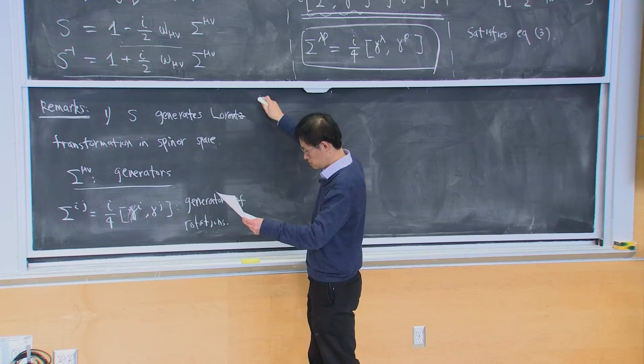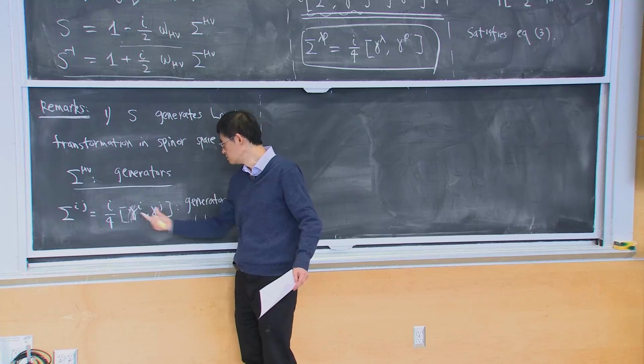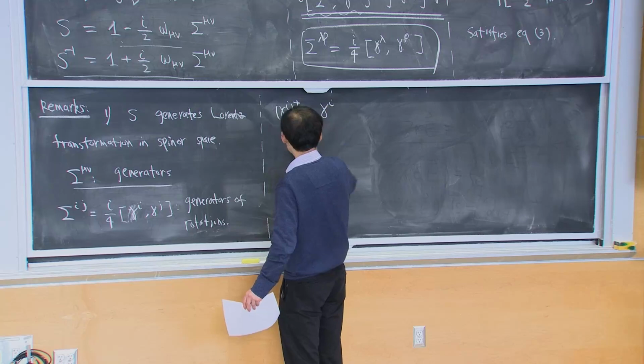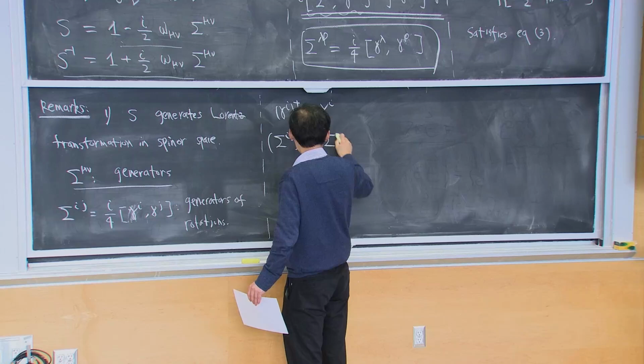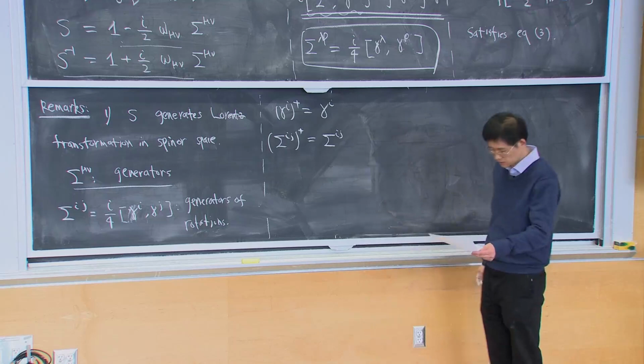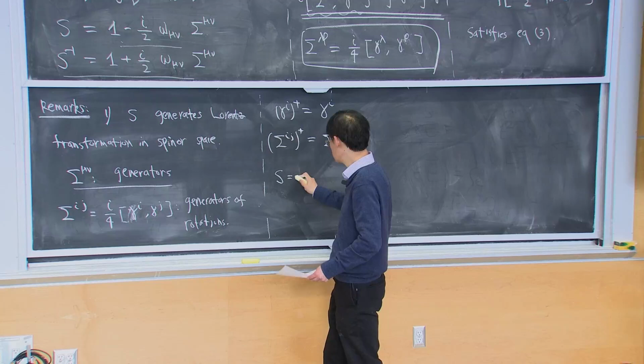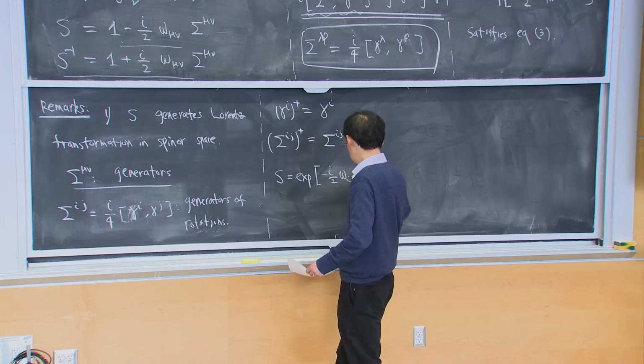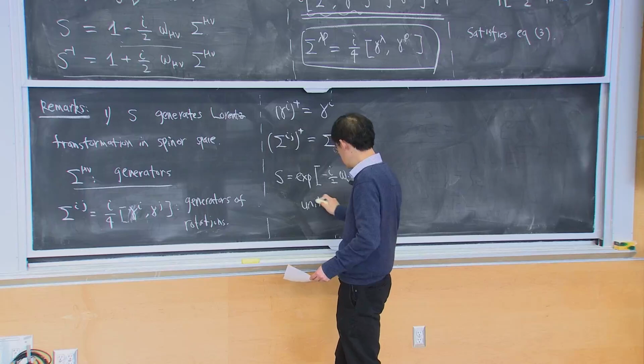Because gamma i and gamma j are Hermitian, we recall that gamma i is Hermitian, and then sigma ij is also Hermitian. When you take the dagger of these, it gives you a minus sign, but the commutator gives you a minus sign too. So this is Hermitian. That means that S, which corresponds to a rotation, is unitary. So this is a unitary matrix, okay?